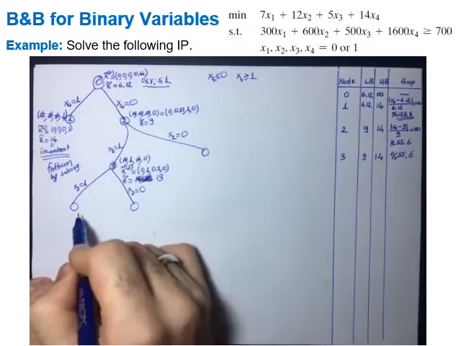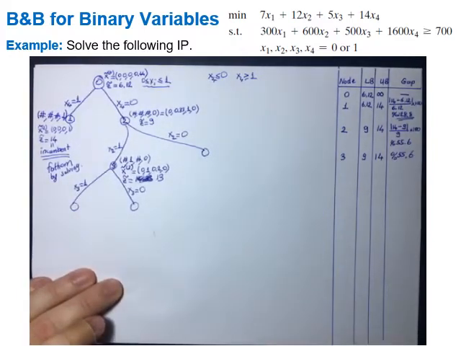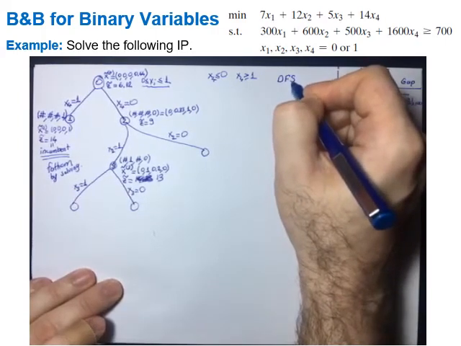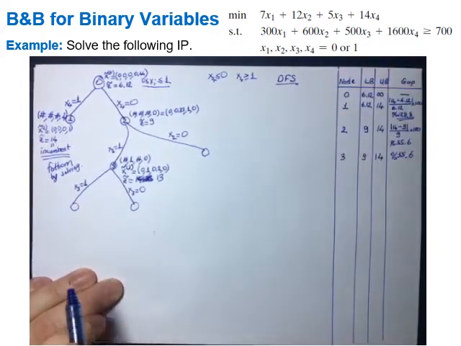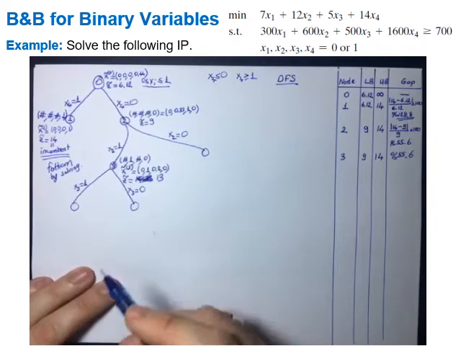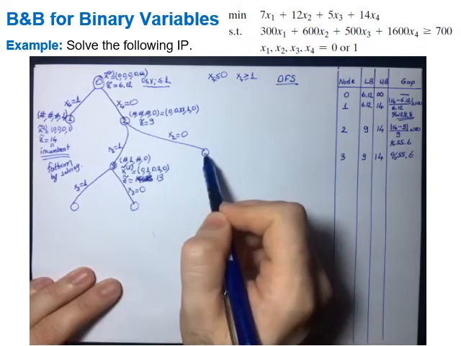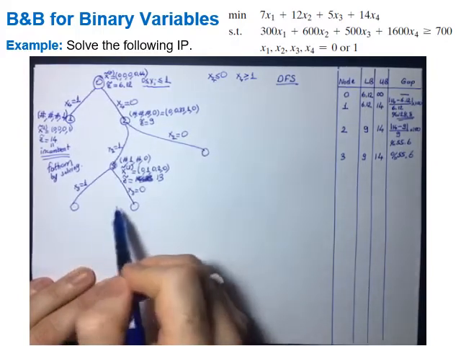Okay, now we have 1, 2, 3 open nodes. I need to select one of them. And as I said, I'm using depth first search. According to this, I need to select a node in the lower levels. So these two nodes are in a lower level than this one. So I need to select one of them.